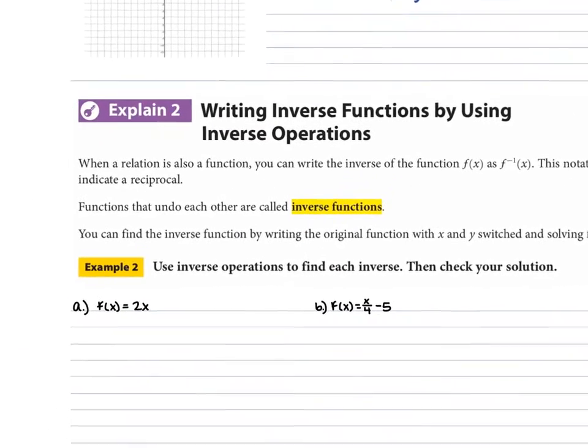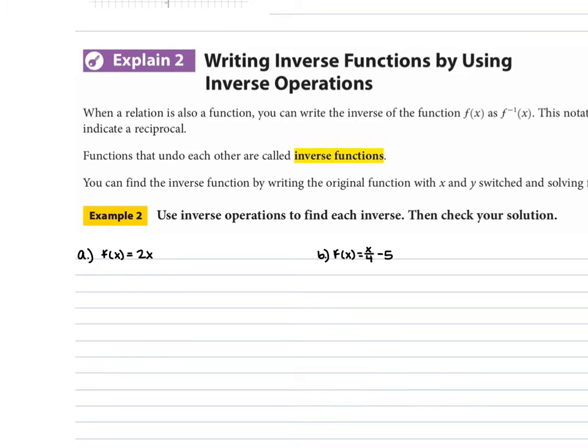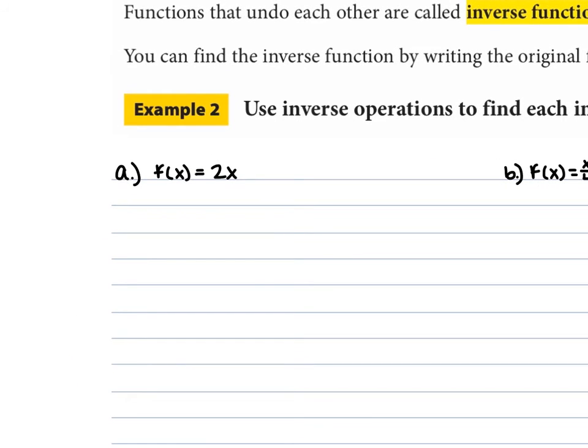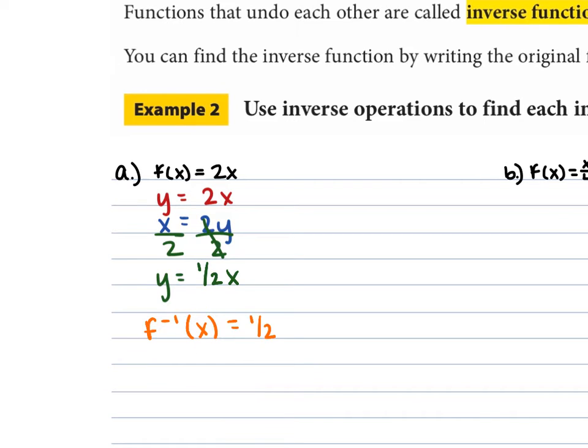Now, when you are given functions, you can change that f of x into y, and then switch the x and y and resolve for y to get the inverse function. For a, we have f of x is equal to 2x. We're going to change the f of x to be y is equal to 2x. We're then going to switch x and y, so x is equal to 2y, and we're going to solve for y. We divide each side by 2, so we have that y is equal to x over 2, which is one half x. When you write your inverse function, you rename it as f inverse of x is equal to one half x.